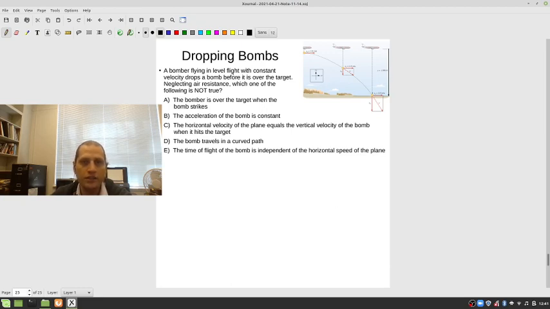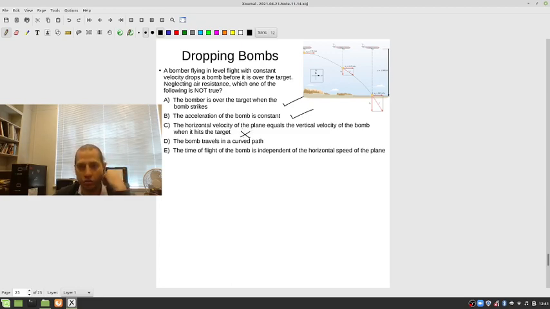So then it asks which one of these is not true. The bomber is over the target when the bomb strikes. That is true. The acceleration of the bomb is constant. That is also true. What is the acceleration of the bomb? It's g, the gravitational field strength, 9.8 meters per second squared downward. The horizontal velocity of the plane equals the vertical velocity of the bomb when it hits the target.